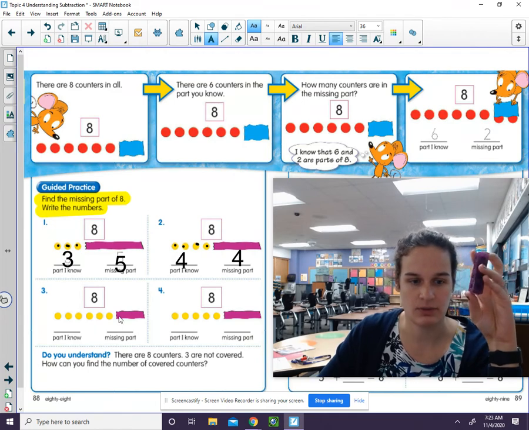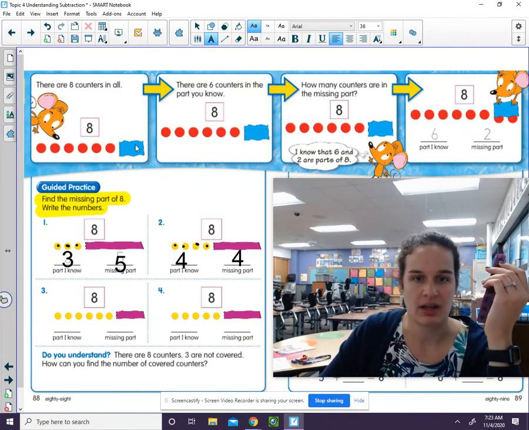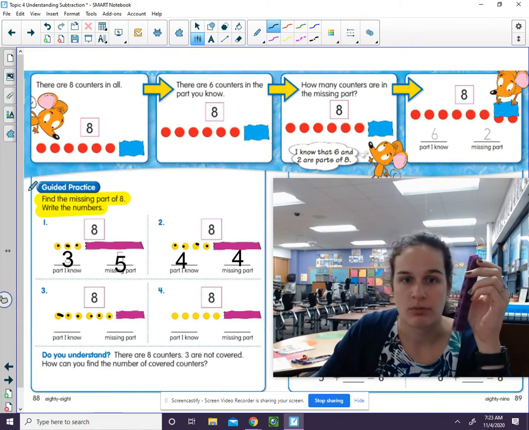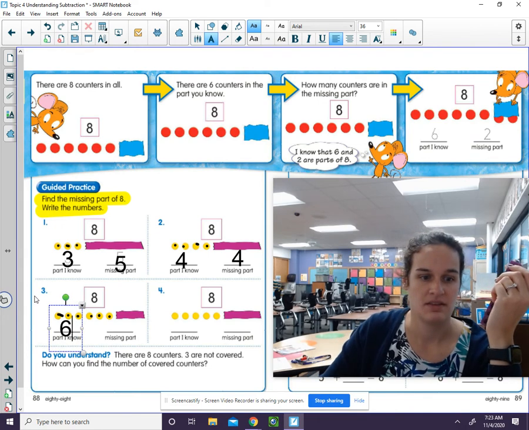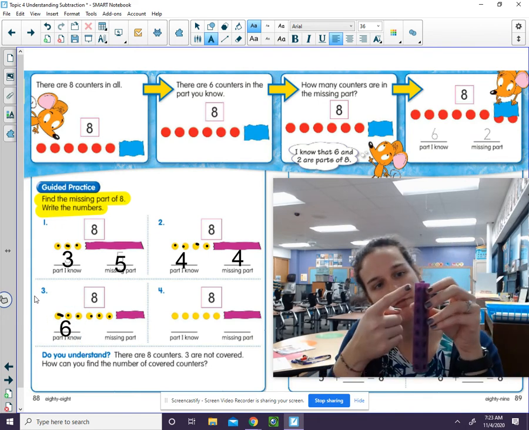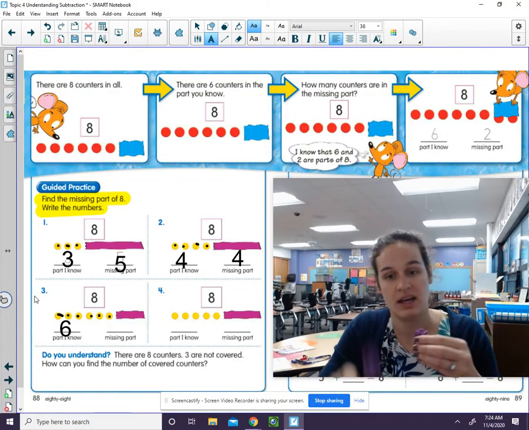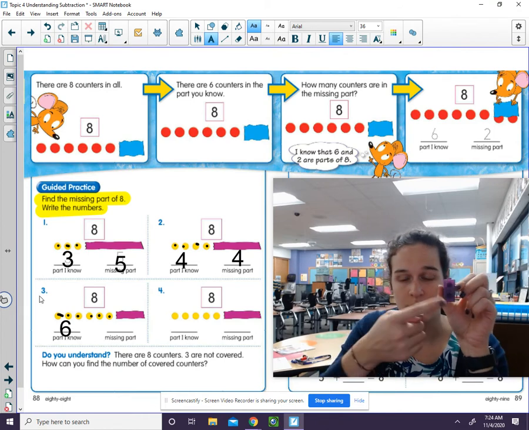Okay, let's take a look at this one. I start with 8, it says right here. I'm going to count the part I know. 1, 2, 3, 4, 5, 6. So I'm going to write 6 down. Then I'm going to pull 6 cubes off. 1, 2, 3, 4, 5, 6. Now I want to see what the missing part is. My missing part is 2. 1, 2.